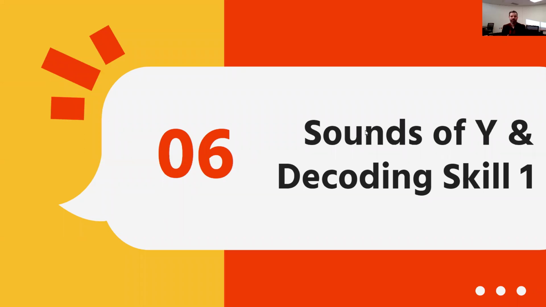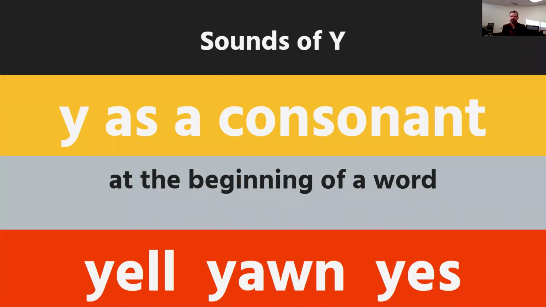In this video, we want to talk about the sounds of the letter Y and introduce decoding skill number 1. So let's talk about Y. Y has a lot of jobs, a lot of sounds in English, but there are patterns that can help us predict the sound that Y will make in English. And the first is that Y functions as a consonant. But this happens when it's at the beginning of a word. So examples like yell, yawn, and yes. When we see Y at the beginning of the word, almost always it will make a consonant sound, the Y sound.